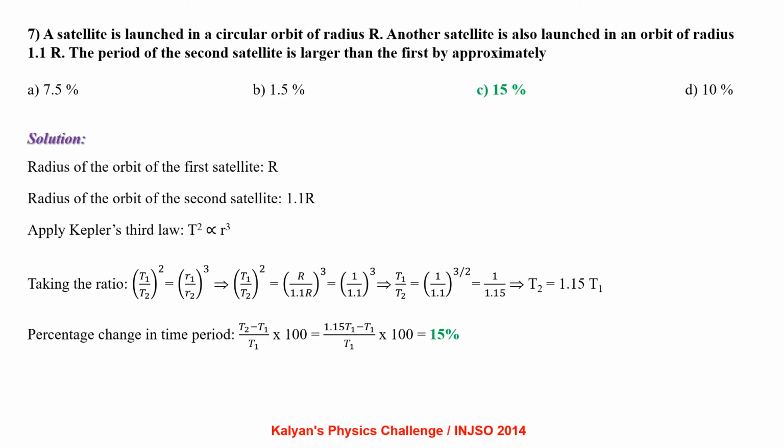1.1 r. Applying Kepler's third law, T squared is proportional to r cubed, and taking the ratio, we have (T1 by T2) whole squared equals (r1 by r2) whole cubed, from which we get the relation between T1 and T2 as T2 equals 1.15 T1. So the percentage change in time period, (T2 minus T1) by T1 into 100, comes out to be 15%.